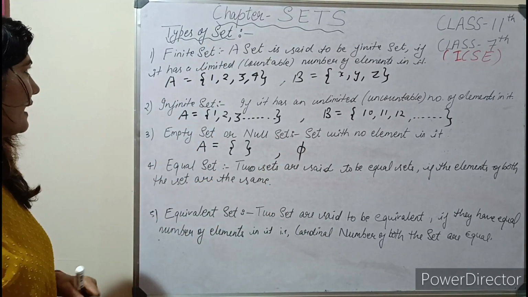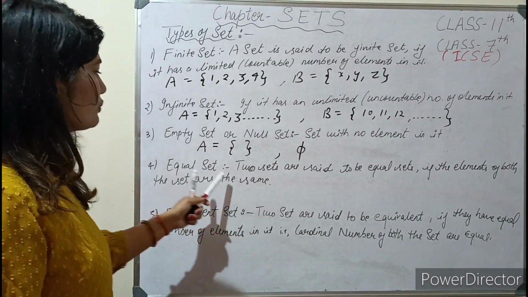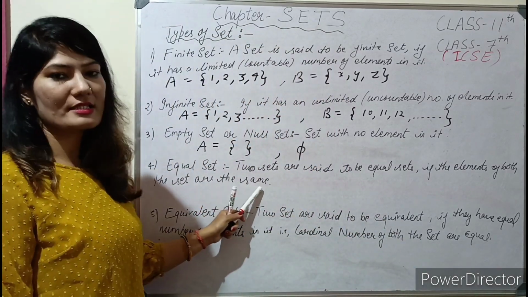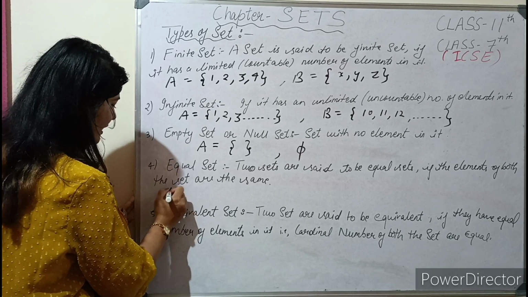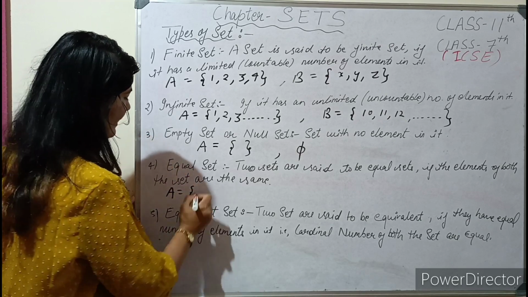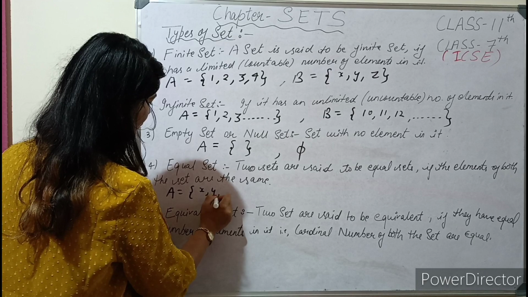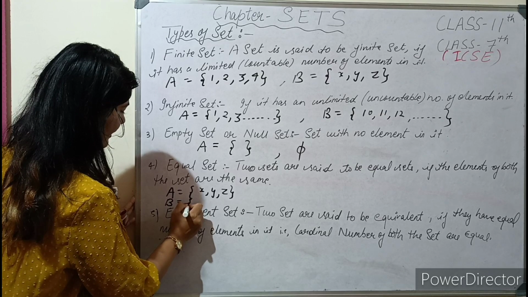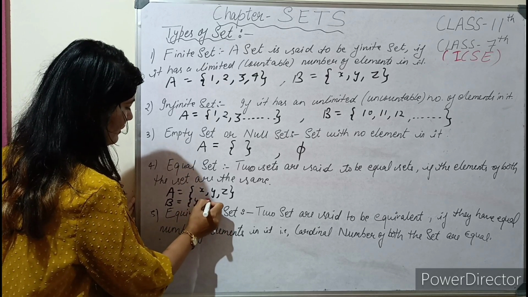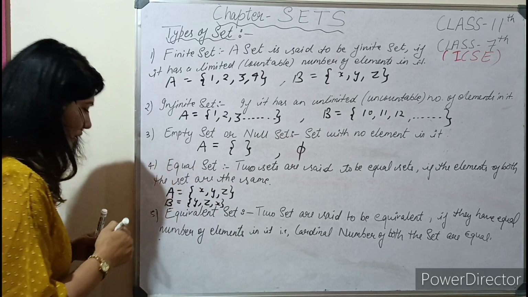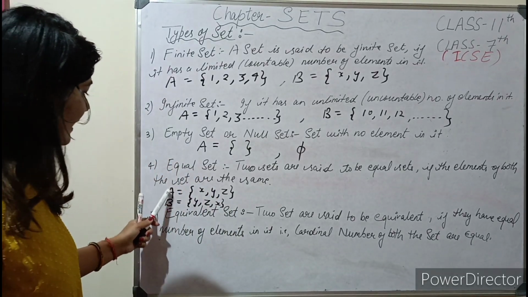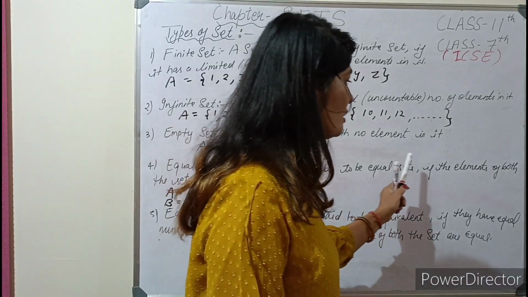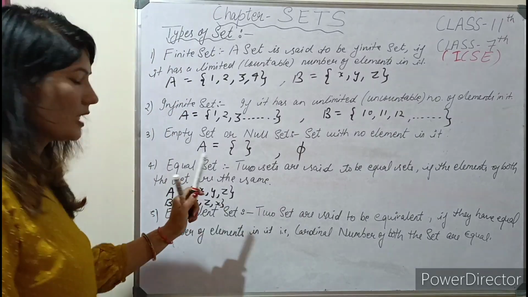Now the next type of set is equal set. So two sets are said to be equal sets if the elements of both the sets are the same. For example, if I take one set A and the elements are X, Y and Z. In the similar way, if I take one more set B and here the elements are Y, Z and X. So here we can say that set A and set B are the equal set because the definition is if they have the same elements.